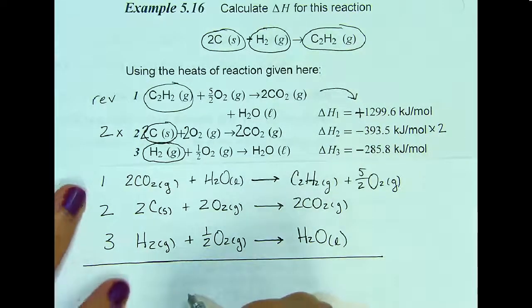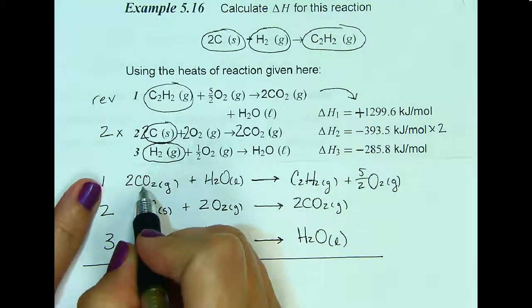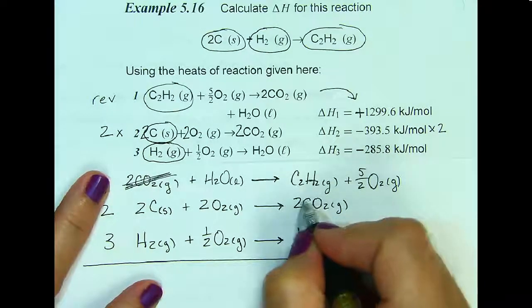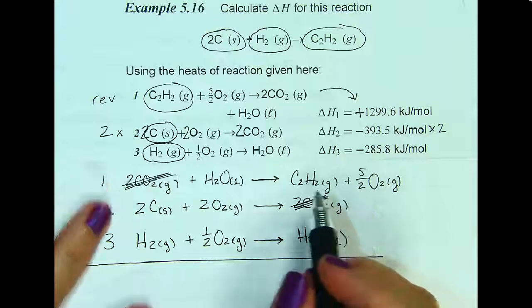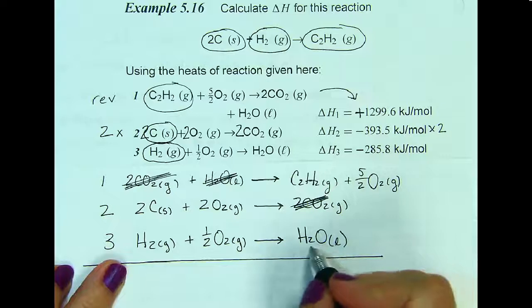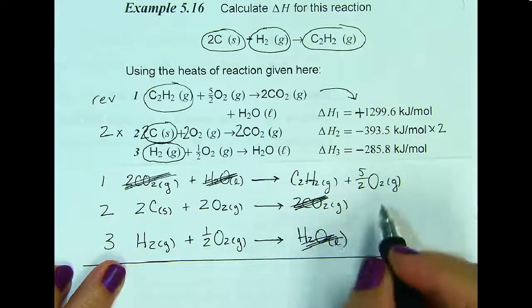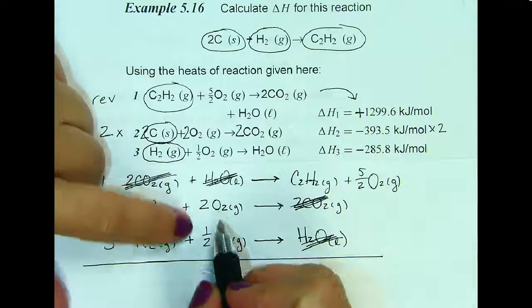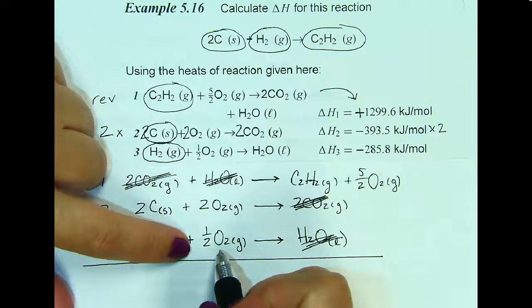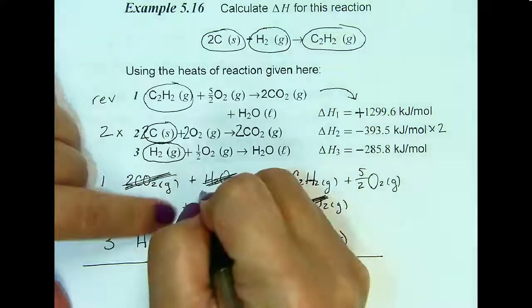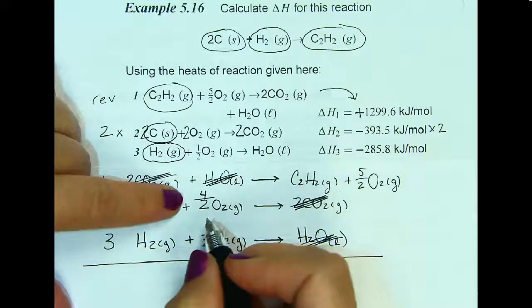So let's see if everything cancels properly. The 2 CO2s on the left are going to cancel with the 2 CO2s on the right. My H2O liquid on the left is going to cancel with the H2O liquid on the right. And finally, my oxygens, because these are both on the same side of the equation, are going to combine or add together. I need to change this one to a fraction so they can add together. So really this is the same as 4 over 2.